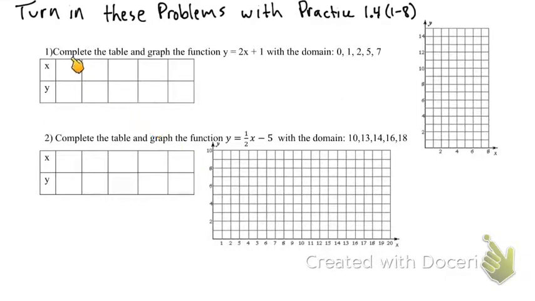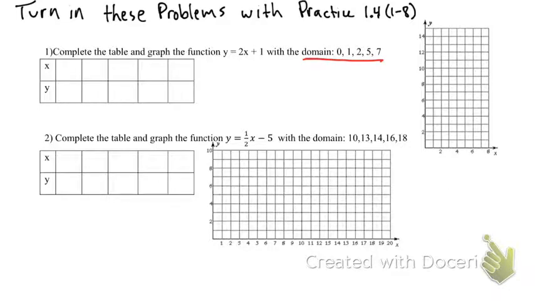So number one, our job is to complete this table. We're given a function, y equals 2x plus 1, and then we have a domain. Once we complete the table, we're going to graph the table here, okay? So the first thing we have to understand is they actually completed part of the table for us. It's called the domain.